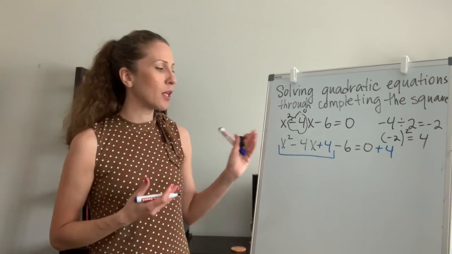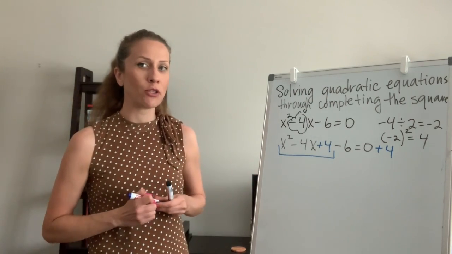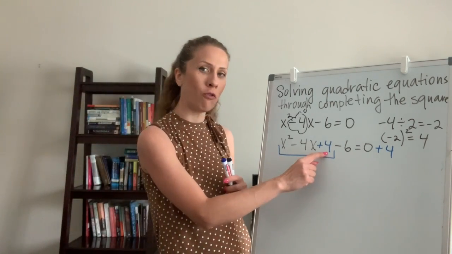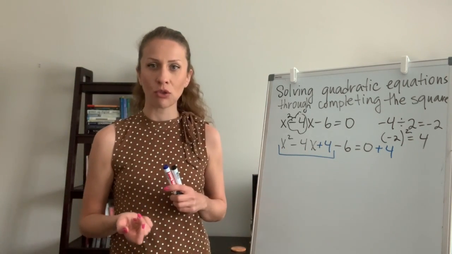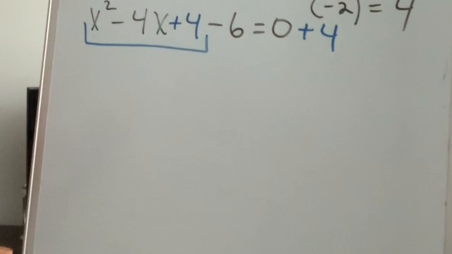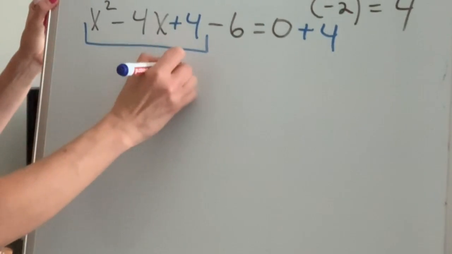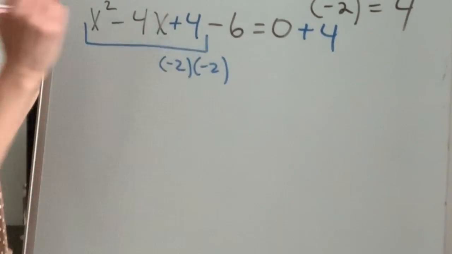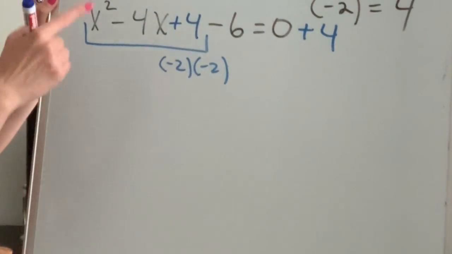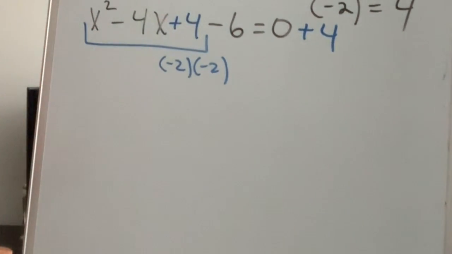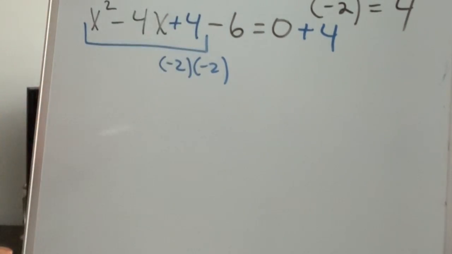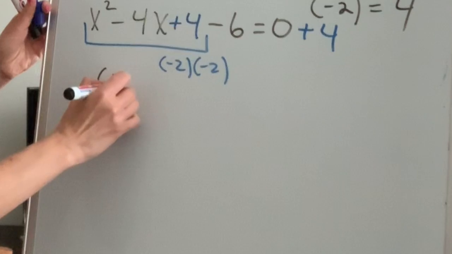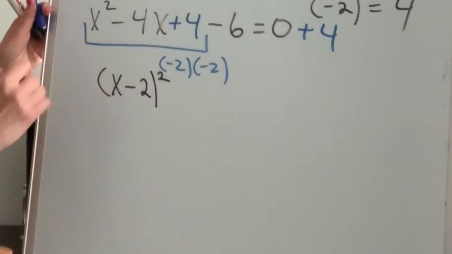So x squared minus 4x plus 4, we need to find two numbers that multiply to a positive 4, but also add to a negative 4. Those numbers are negative 2 and negative 2. Negative 2 times negative 2 is a 4, and negative 2 plus negative 2 is a negative 4. So this factors to x minus 2 times x minus 2, or x minus 2 squared.